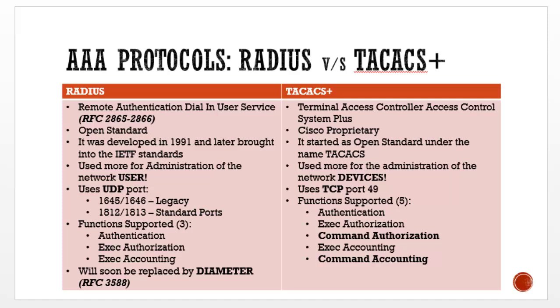What this means is that RADIUS just has the capability to let the device know at what privilege level the user can come in. It cannot control anything more than that. It cannot tell what commands a user can access, what commands a user cannot access. For that, we will have to use TACACS Plus. RADIUS will soon be replaced by a new protocol called Diameter, which is defined under RFC 3588.